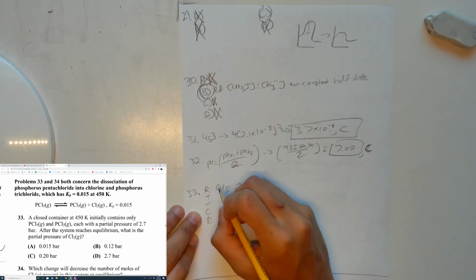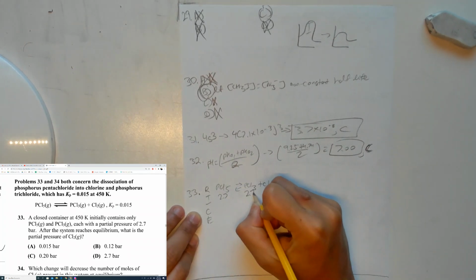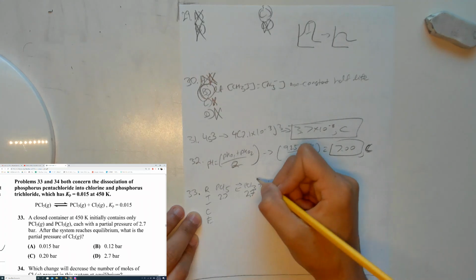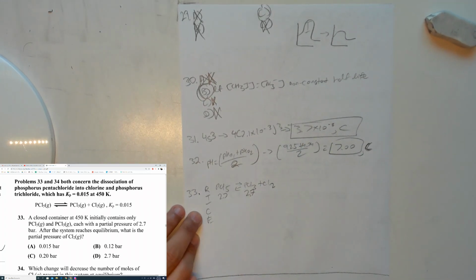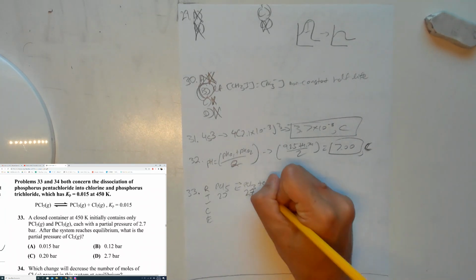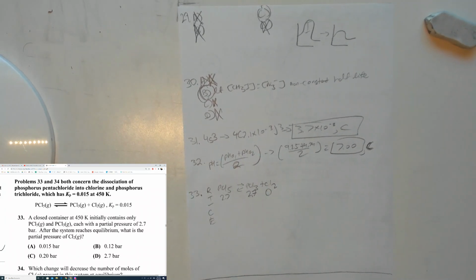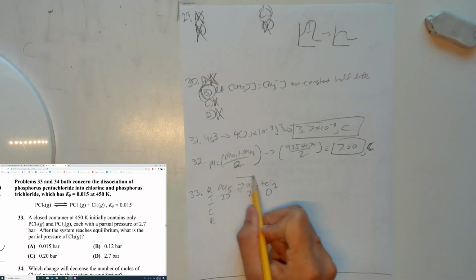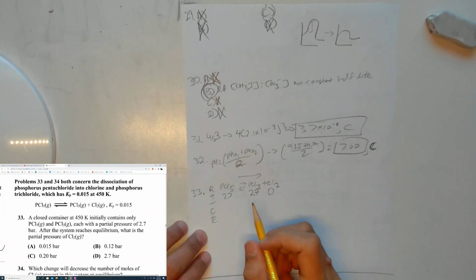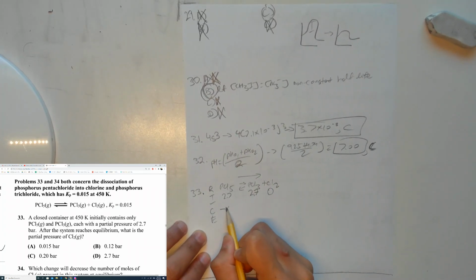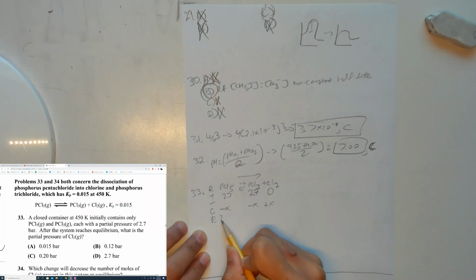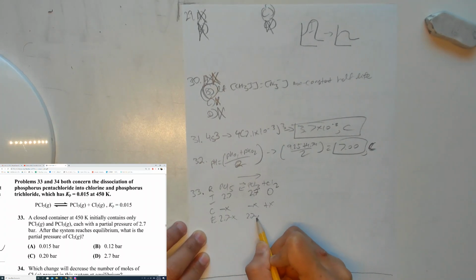It starts with 2.7. Now if you want to check which way the reaction goes, since Cl2 starts with 0, the reaction quotient will be 0, and the reaction quotient will be less than the equilibrium constant, so the reaction will move towards the right, the forward direction.